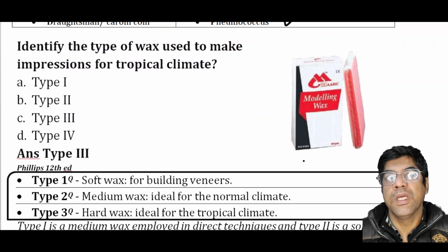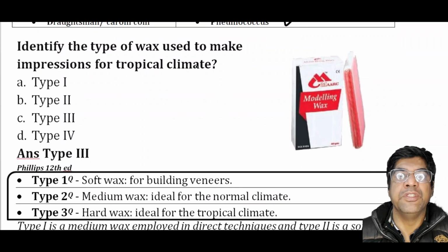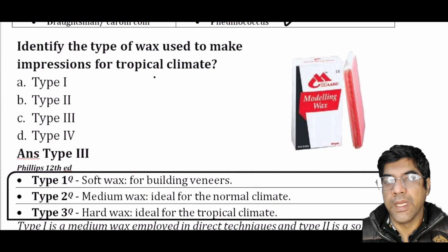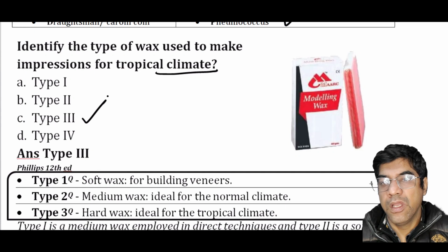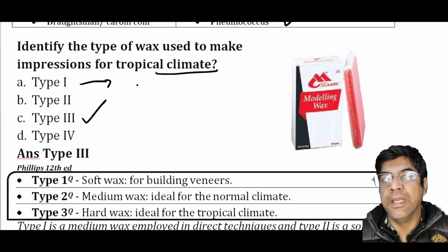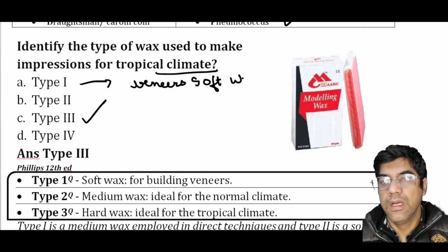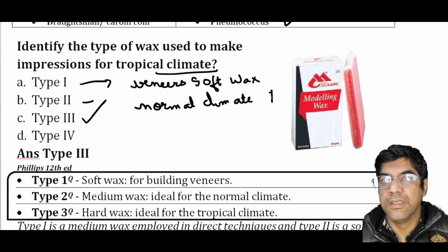Coming to the next question, identify the type of wax that is used to make impressions for the tropical climate. So the answer here is type 3. Remember, type 1 is used for building veneers. It is soft wax. Type 2 is used for normal climate, and it is medium wax.